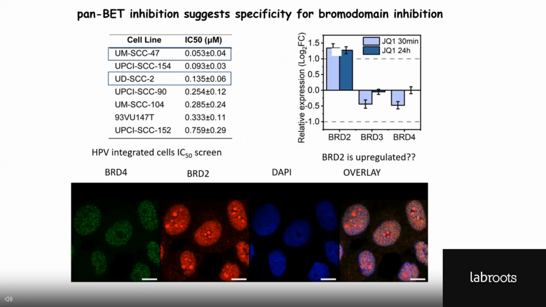So then we took a panel of HPV-infected cell lines, which we characterized for integration status, and they were all sensitive to the BET inhibitor JQ1, which is a pan-BET inhibitor. You can also see that they were sensitized at low nanomolar to high nanomolar IC50s.